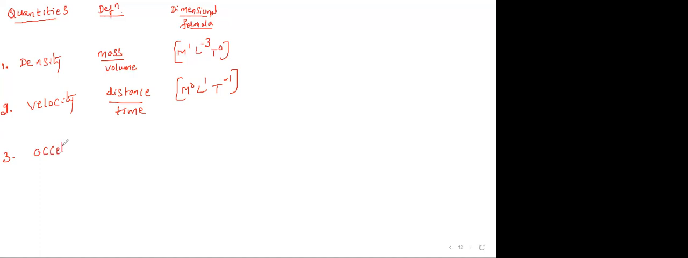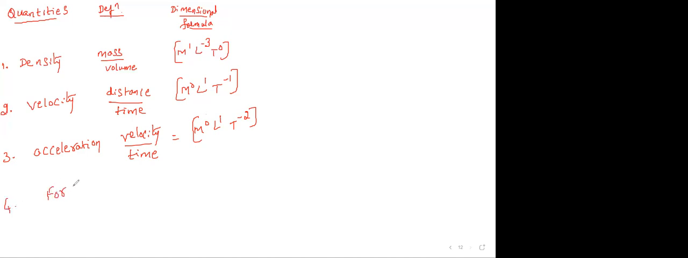Can you tell me what is acceleration? Acceleration is velocity by time. So velocity is M0 L1 T minus 1. But in the denominator, we have a time. So if I take that term to the numerator, it becomes T minus 2. So what's the dimensional formula for acceleration? M0 L1 T minus 2.